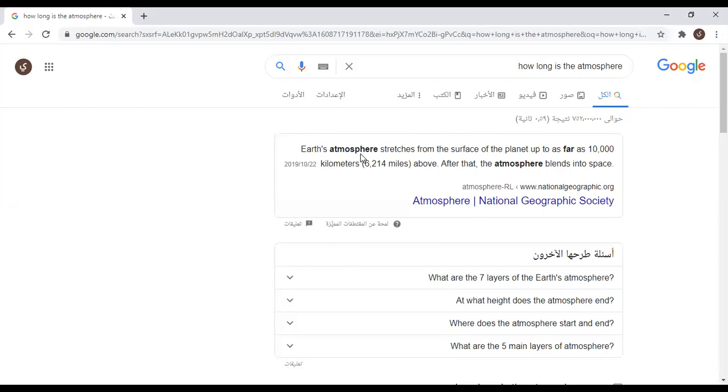Yeah. Can you read? Yes. Earth's atmosphere stretches from the surface of the planet up as far as 10,000 kilometers. So again, Earth's atmosphere starts from the surface. Now we are in the atmosphere to what? As far as 10,000 kilometers, which is very, very high. After that, the atmosphere what? Blends into space.